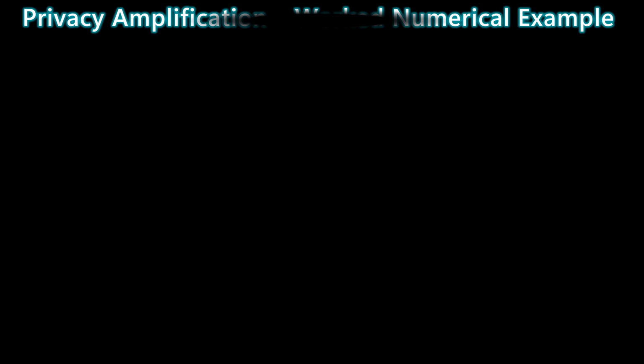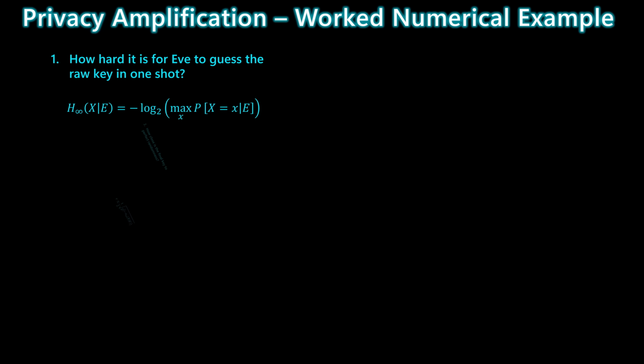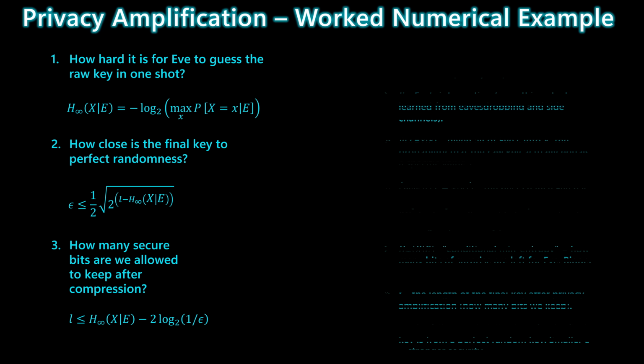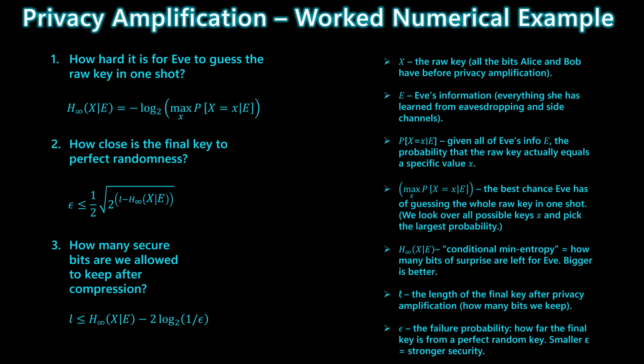In privacy amplification, we want to understand three things. First, how predictable the raw key is from Eve's point of view. Second, how close the final key will be to perfect randomness. And third, how many secure bits we're actually allowed to keep after compression. The first expression tells us how hard it is for Eve to guess the raw key in a single attempt. It measures her best possible chance of being correct, given everything she has learned from eavesdropping and side channels.